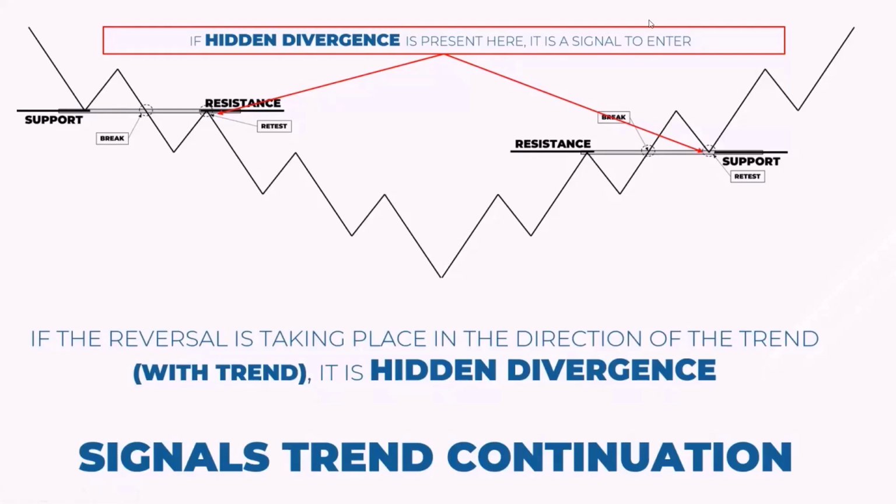And so the best thing is that a shark fin is there at this area. But the next best thing is hidden divergence here at this area also.